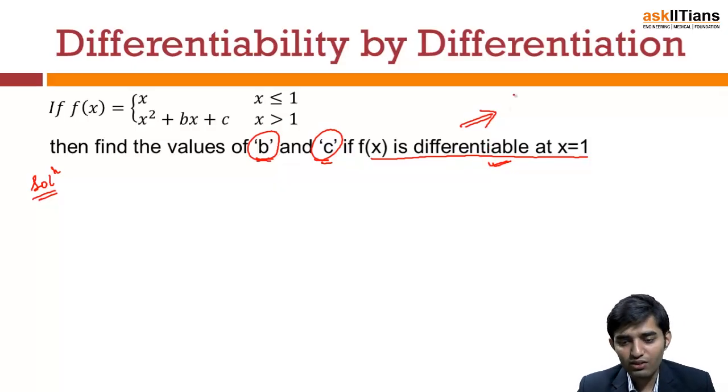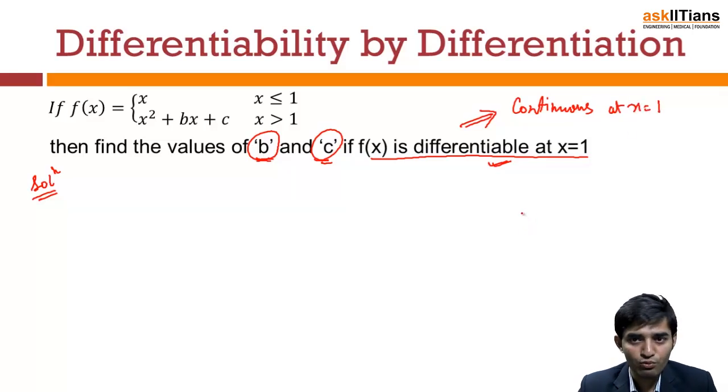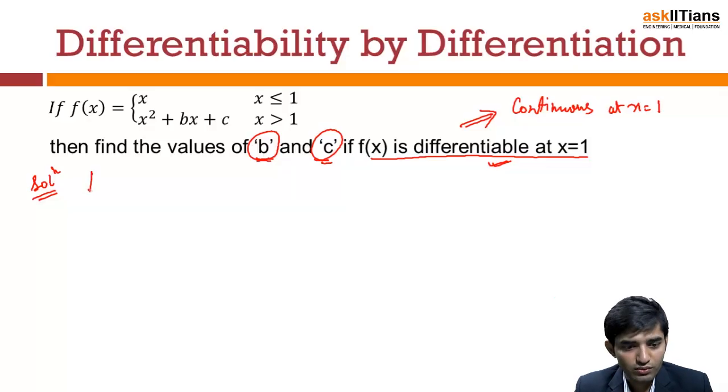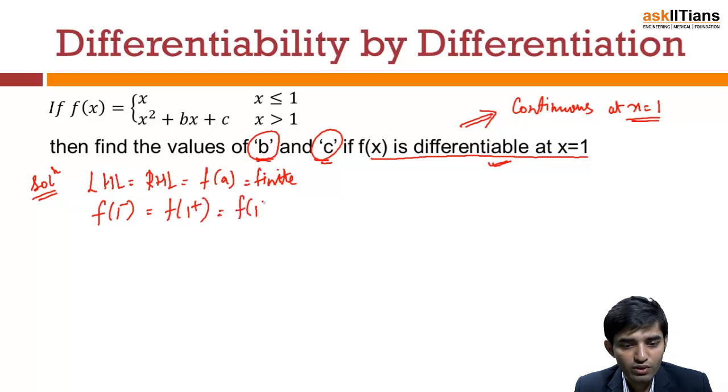If f(x) is derivable, it will be continuous also. If f(x) is derivable at x equal to 1, it will be continuous also at x equal to 1. Am I right? Because if a function is derivable, it has to be continuous, theorem 1, the first part. So if this is f(x), first of all, this function is continuous at x equal to 1. If this function is continuous at x equal to 1, can I say LHL is equal to RHL is equal to f(a) is equal to finite? This is the definition of continuity. Here we are talking about the continuity at x equal to 1. So basically f(1 minus) should be equal to f(1 plus) should be equal to f(1), and this should be finite.